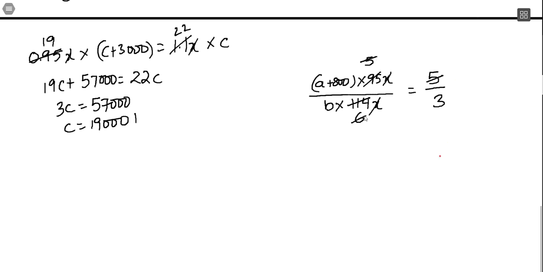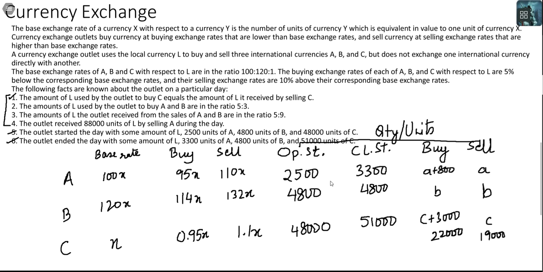This 5 and this 5 goes. This 6 and this 3 goes to give me 2. So A plus 800 is equal to 2B. Let me record this as 2B. I'm trying to reduce the variables that I have. And if A plus 200, so this is 800 less than this, so this will be 2B minus 800. Fine, 2B minus 800. Okay, we have taken care of the second point.